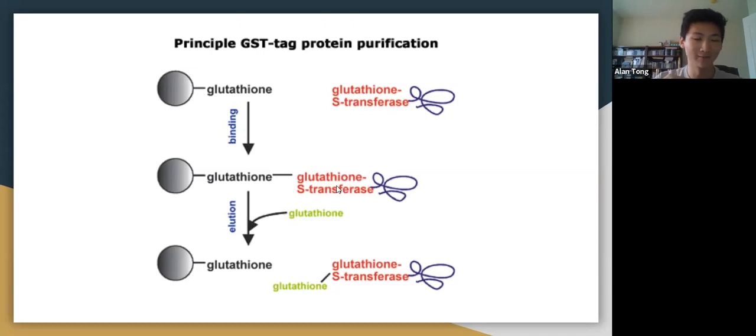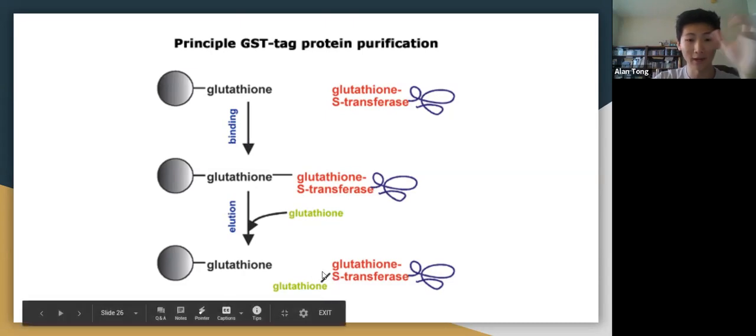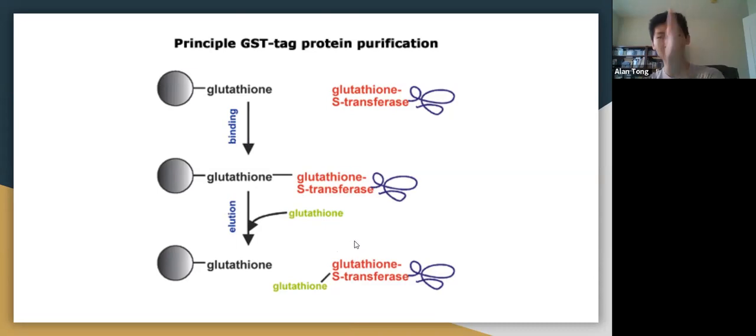So this is the Hare. It gets stuck, right? It's lazy. It's being stuck on the column, and we can't get it out unless we use glutathione, right? Then we can competitively bind to this GST protein, and then we can elute it off the column. So you guys are seeing the same concepts applied over and over and over again, right? And I hope you can apply this to other things as well.